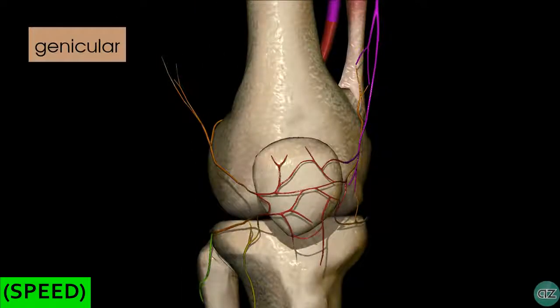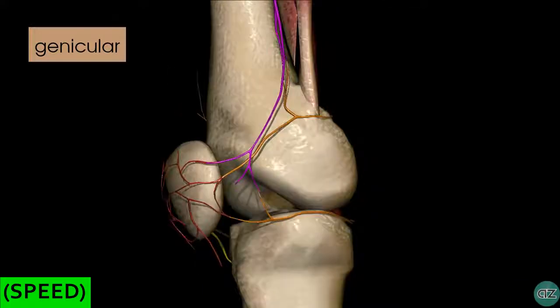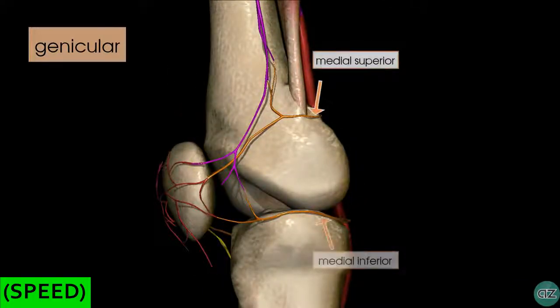So if I just rotate the model around anteriorly, you can see how these arteries form this network of vessels around the knee. All these genicular arteries anastomose. So just rotating the model around to a medial view of the knee, we can see the medial superior and the medial inferior genicular arteries.